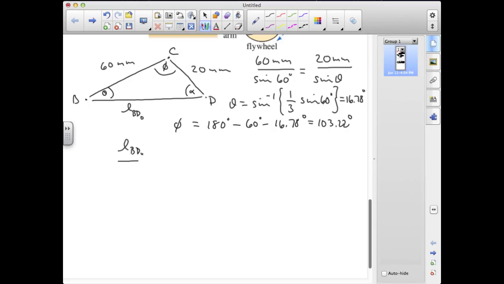So again, using the law of sines, I would say the reference length for BD over the sine of phi is equal to, for instance, 60 millimeters over the sine of alpha, so that's the sine of 60 degrees. And if I rearrange this, I can solve for the reference length for BD, and that turns out to be equal to 67.45 millimeters.